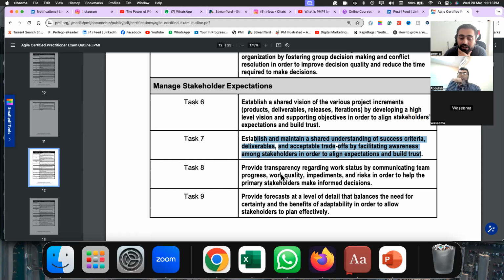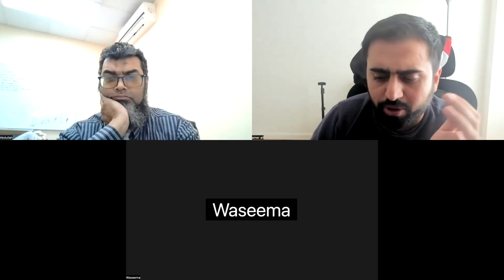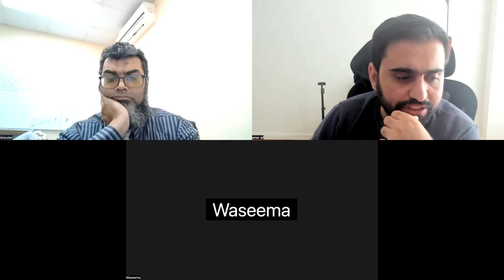Provide transparency regarding working status by communicating team progress, work quality, impediments, and risks in order to help the primary stakeholder make informed decisions. We need to be open with the stakeholders about how things are going to be aligned and what things we need to look into. So that's an important thing. Provide forecast, the level of detail. So when we make the roadmap, we provide the roadmap to them so that they can understand what is expected of them. Does that make sense to everybody? I don't think anything is confusing here, or is there?